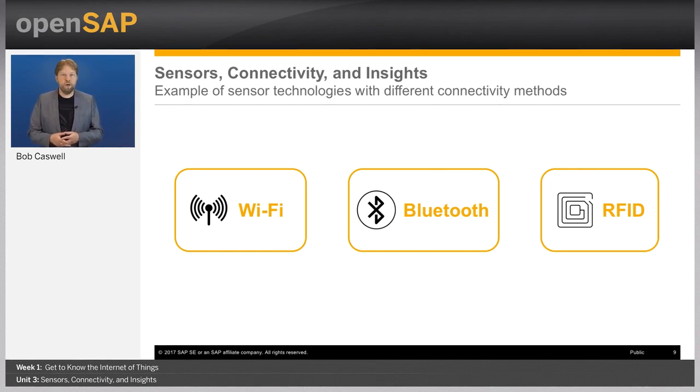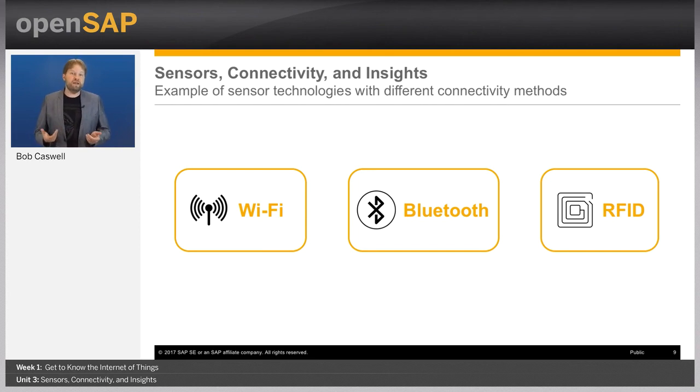RFID, on the other hand, standing for radio frequency identification, is an automatic data capture technology that uses radio frequency waves to read a movable item. This technology is often useful in settings involving asset management and supply chain operations.